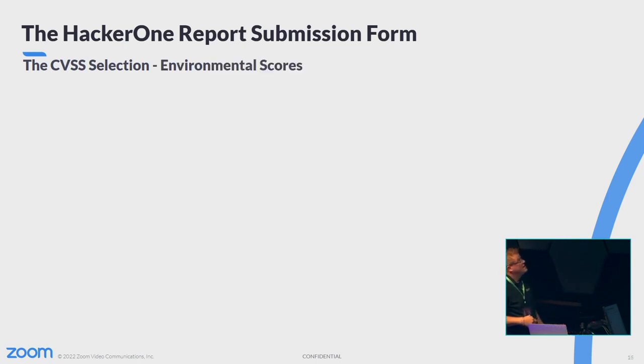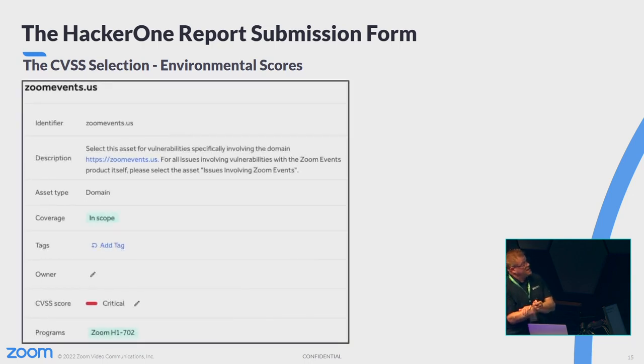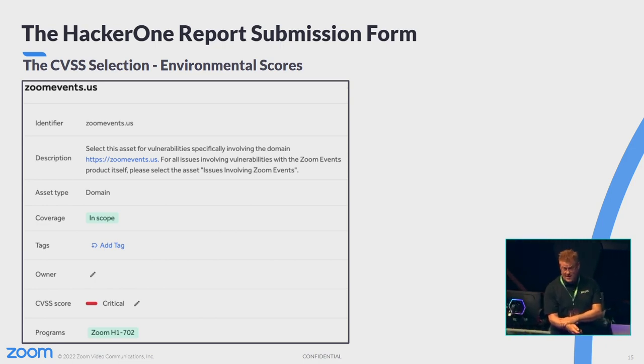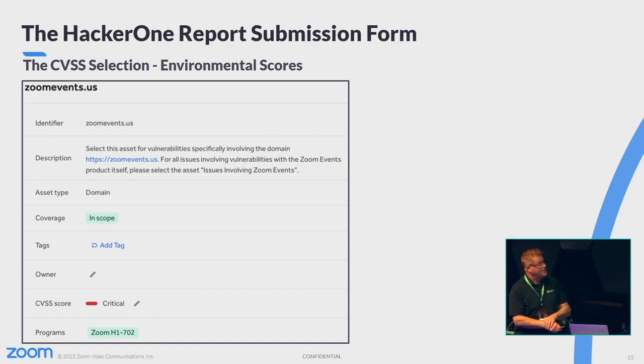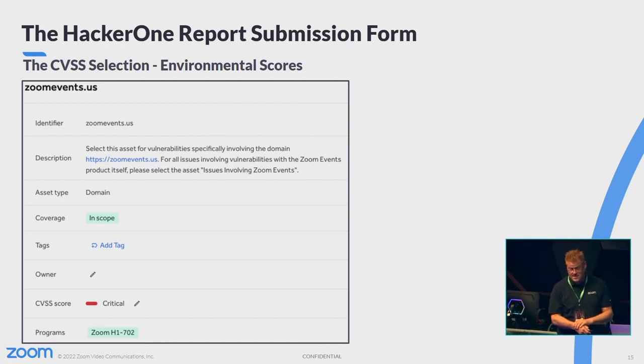All right. Environmental scores. There were some questions earlier about this in the chat group. Essentially, this is the back end, the asset management tool. What we do is we go in and basically anything that Zoom operates, a URL that we own and operate in like AWS or something, that is always going to be critical as far as the environmental score. An application, like the Zoom desktop app that you download and install in your environment, we will have none selected.